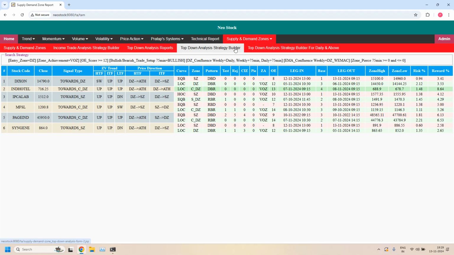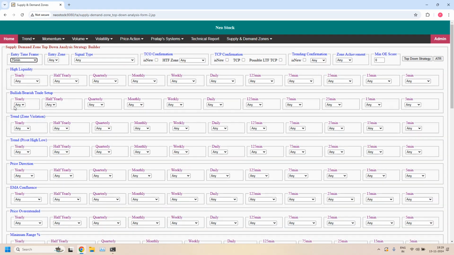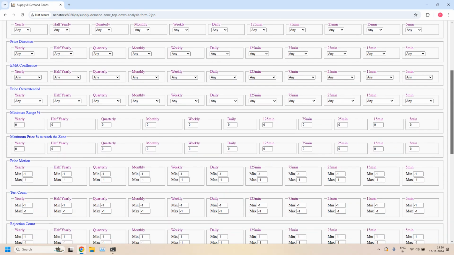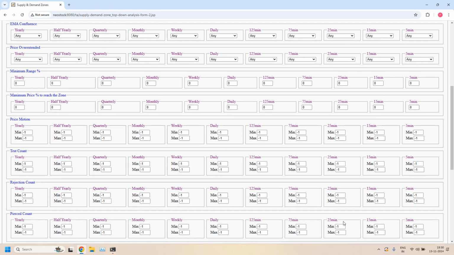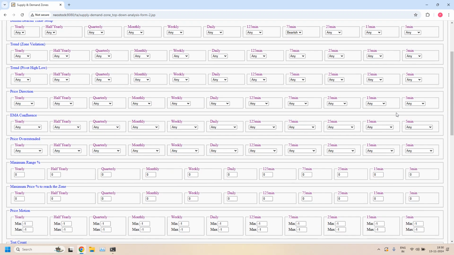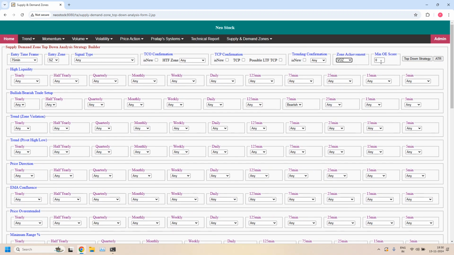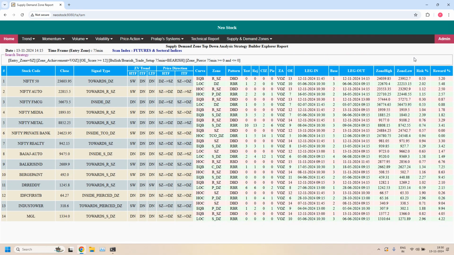Next, bearish trade setup for weekly income trade. Entry time frame 75 minutes. Entry zone, supply zone. Bullish or bearish trade setup at 75 minutes time frame, I am selecting bearish. The 75 minutes supply zone should not be pierced. So at 75 minutes time frame, I am setting minimum value 0, maximum value 0. And zone achievement violated opposing zone, minimum odd enhancer score 12. All three filters are applied to 75 minutes supply zone. We got 14 stocks. All these 14 stocks are supporting bearish trade setup for weekly income trade.